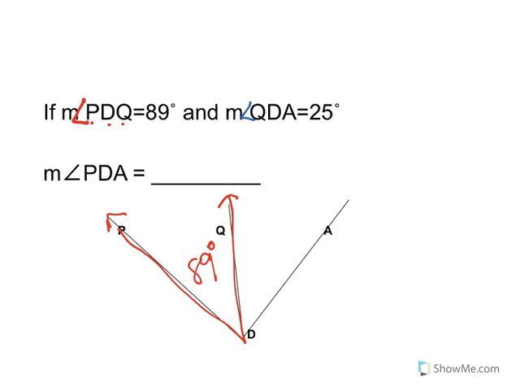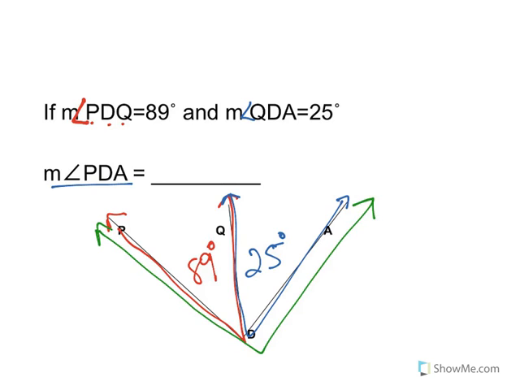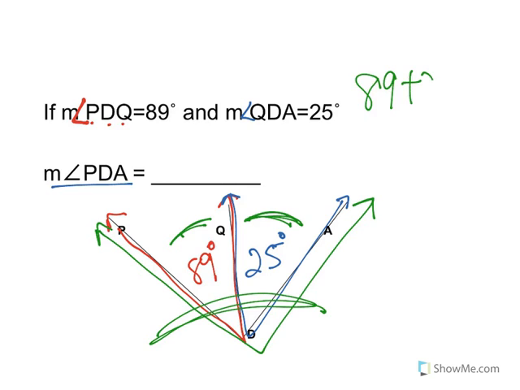And then the measure of angle QDA is 25 degrees. Okay? We want to know what's the measure of angle PDA. Well, PDA is the whole thing, right? So remember, part plus part equals whole. So 89 plus 25 is going to equal our whole, and that is going to equal 114. Let me just use my handy-dandy calculator to be sure. Yes, 114 degrees, of course.